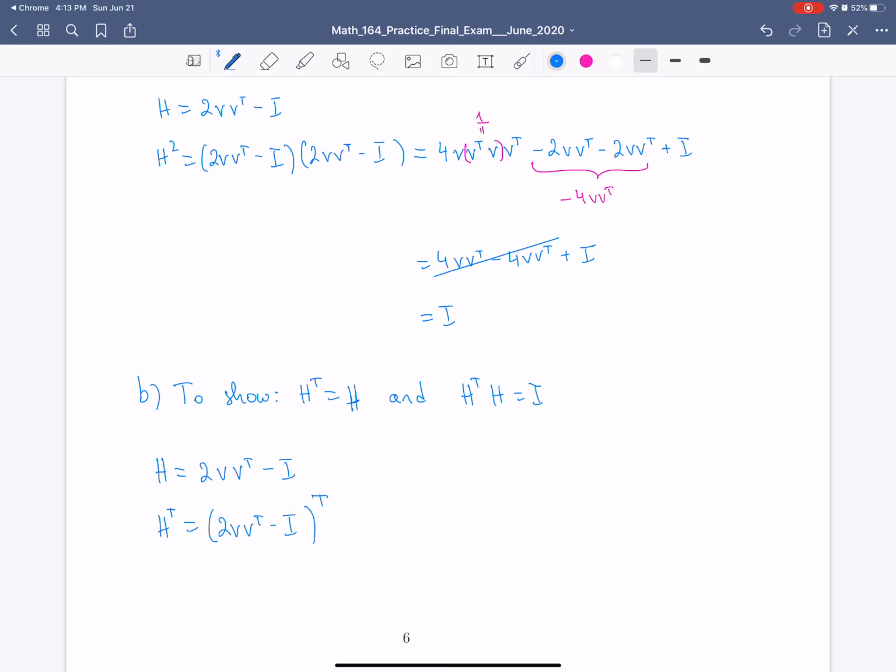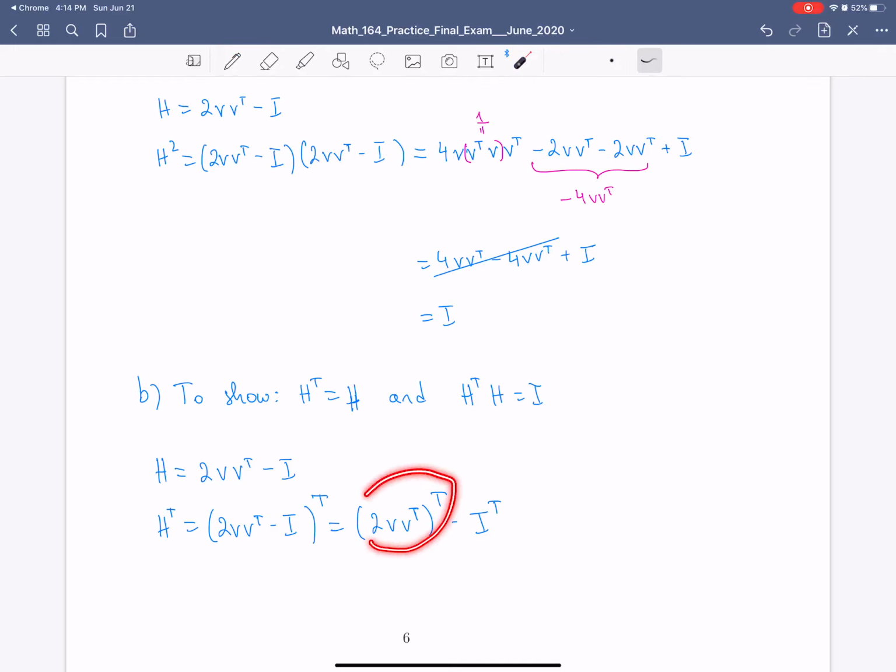This is where we need to remember the rules for transposition. So inside the parentheses, we have a difference. So we have one matrix minus another matrix, transposed. Well, that is the first matrix transposed minus the second matrix transposed. So that's the first part. We have (2VV transpose) transposed minus identity transposed.